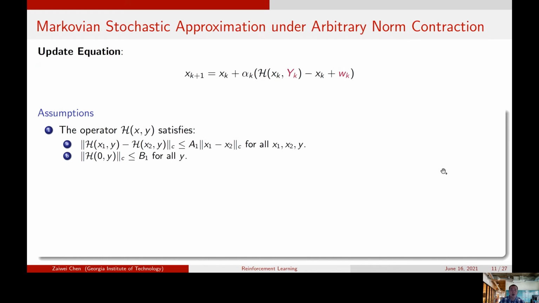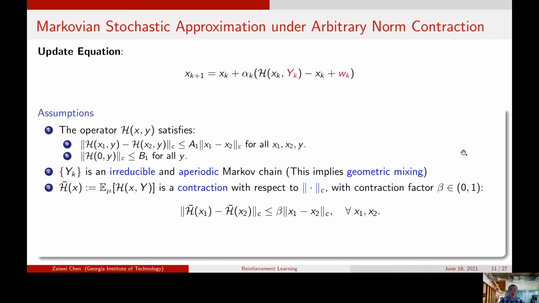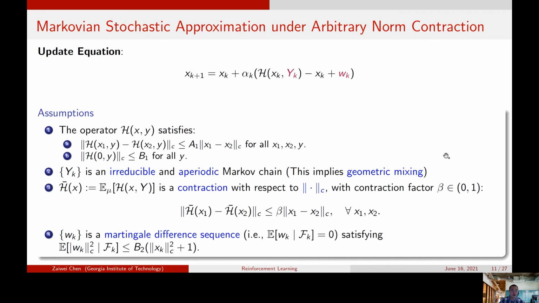We will next state our assumptions. The first assumption is that the noisy operator H is globally Lipschitz continuous with respect to X. The second assumption is that the Markov chain yk is irreducible and aperiodic. This implies that it has a unique stationary distribution and also mixes at a geometric rate. The third assumption, which is the most important one, is that the expected operator H bar is a contraction mapping with respect to some arbitrary norm, call it C norm, where this C stands for contraction, with contraction factor beta between 0 and 1. This C norm can be arbitrary. It can be a weighted L2 norm we studied in part 1. It can also be the sup norm we study in Q-learning. The last assumption is that the additive noise wk is a martingale difference whose conditional variance is bounded affinely by the current iterate.